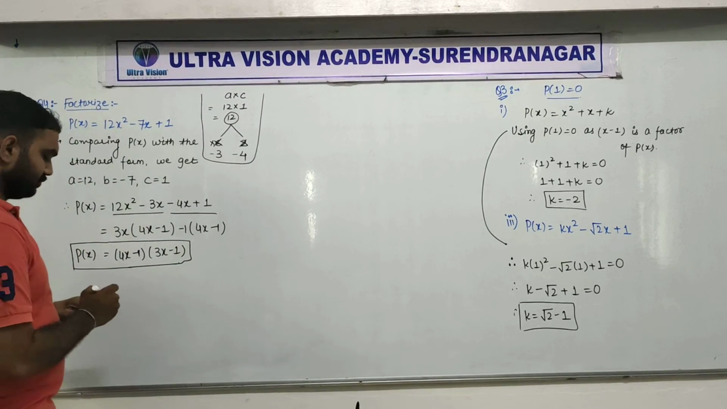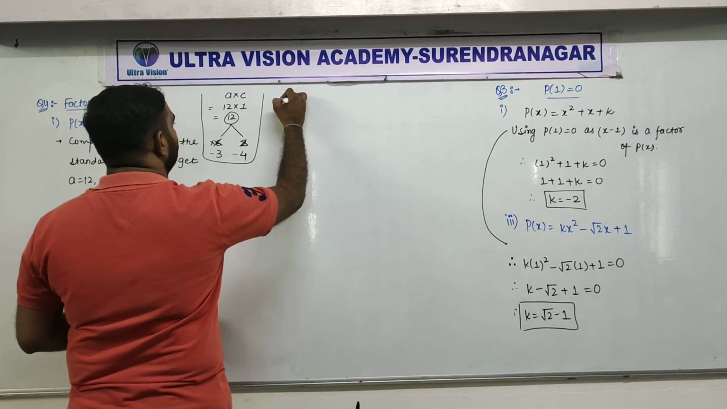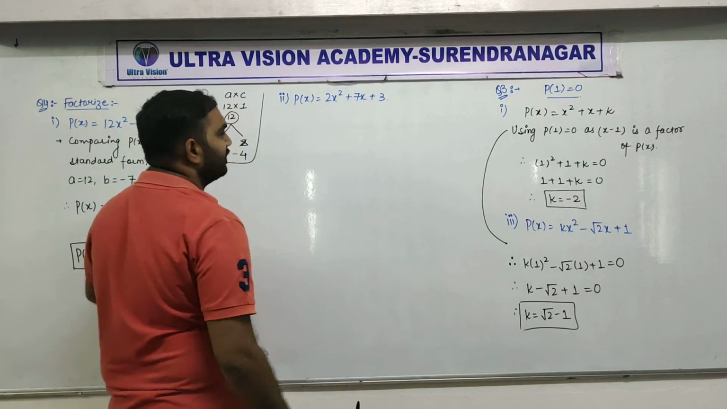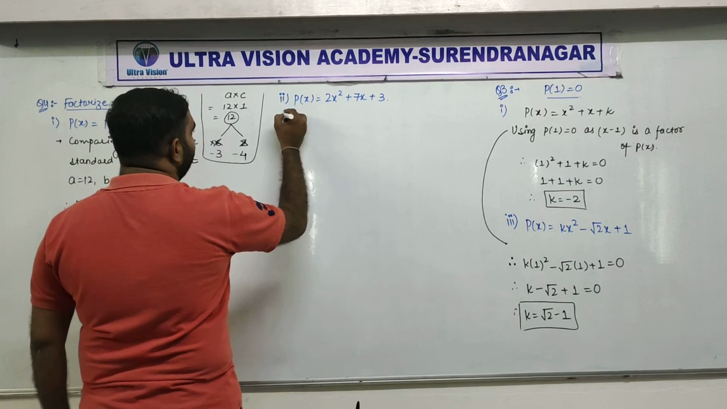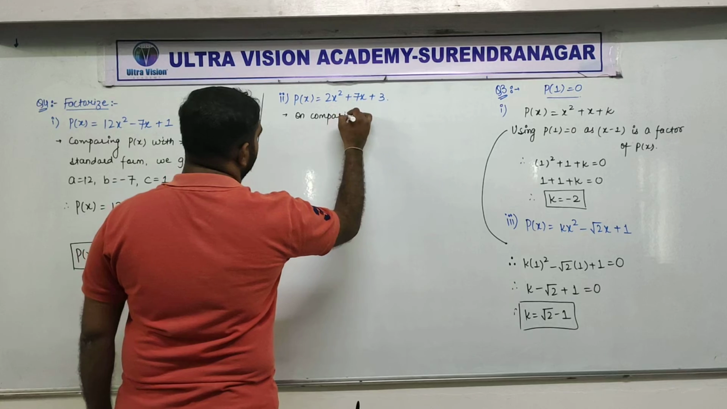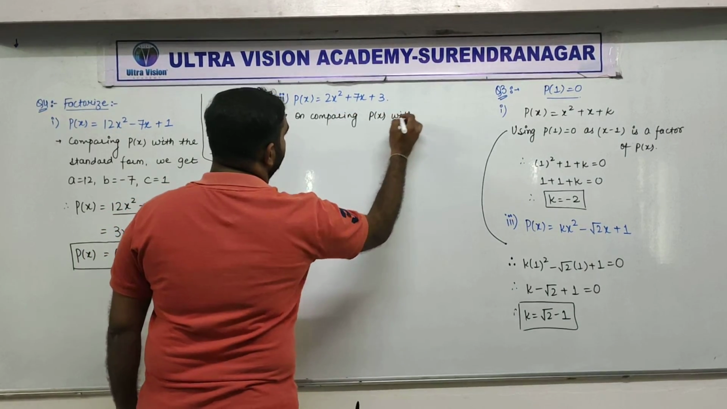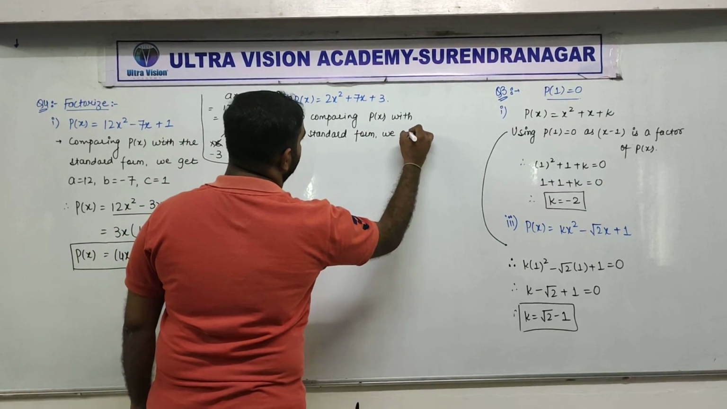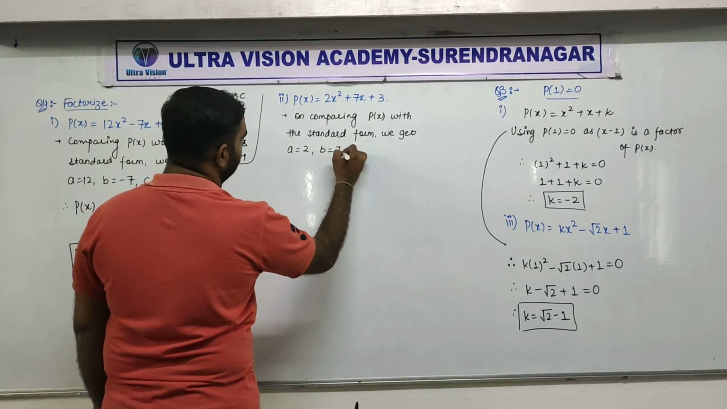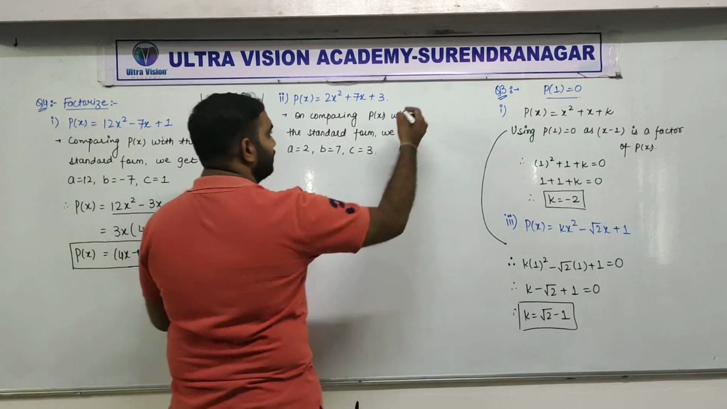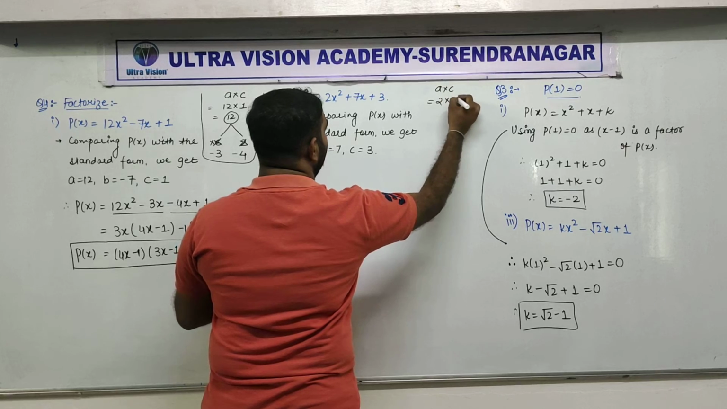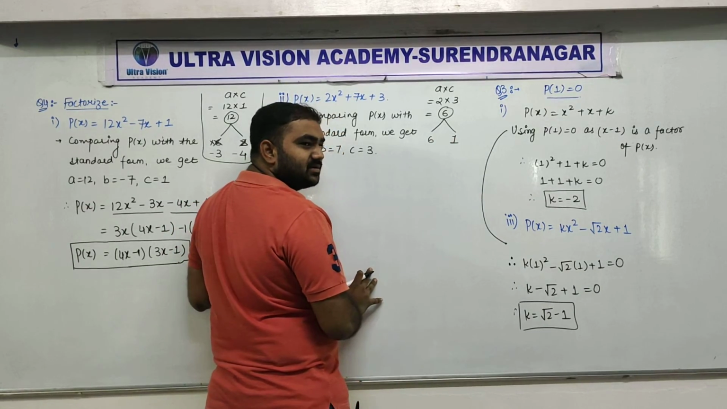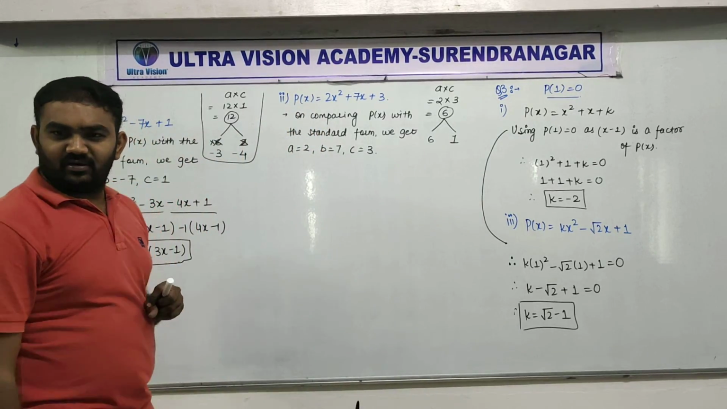So the question: 2x square plus 7x plus 3. Again, compare p of x with the standard form. What shall we get? a is equal to 2, b is equal to 7, c is equal to 3. Ready? Yes. So, multiply. 2 multiplied by 3 is 6. Simple here, right? 6 and 1. Middle term plus, last term plus, so the factors are plus, plus. Nothing else to remember.